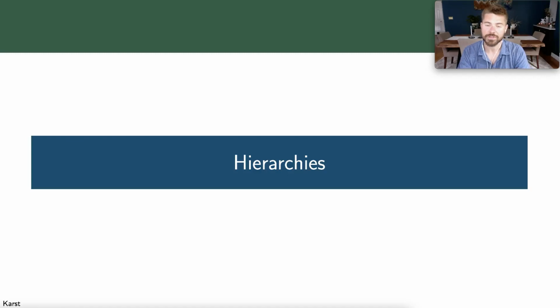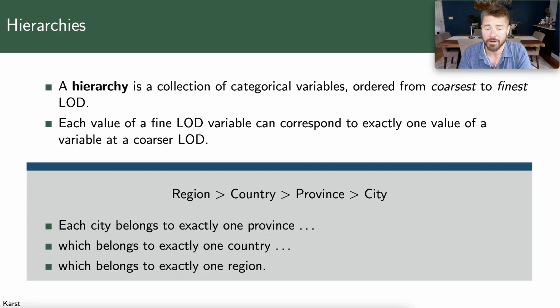Our first organizational strategy here is called hierarchies, and it's pretty much what you would expect. A hierarchy is a collection of categorical variables that are nested from coarsest to finest. The big idea here is if we're dealing with something like location, we might have region as our coarsest level of detail, country as our next level of detail, province or state as our next, then city, and so on and so on.